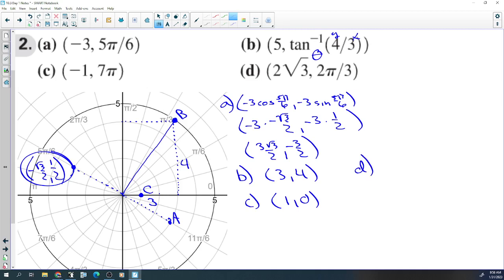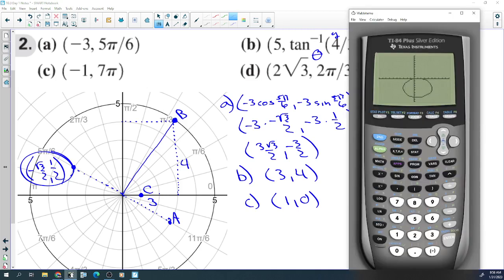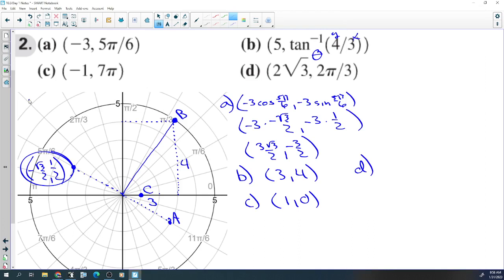D. 2 square root of 3. About 3.5. But the angle is 3.5 and 2 pi over 3. So 1, 2, 3.5. Somewhere right there. So now we have 2 square root of 3 cosine of 2 pi over 3 and 2 square root of 3 sine of 2 pi over 3.